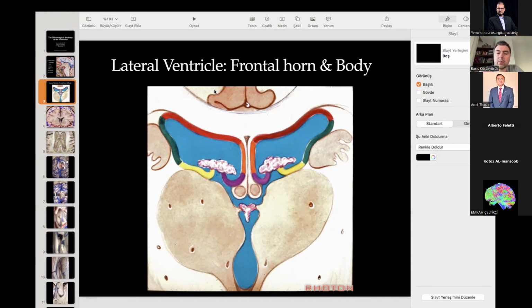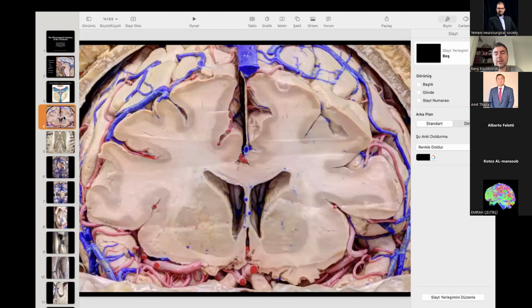Actually, the septum pellucidum forms the majority of the medial wall, but most inferiorly, the medial wall is formed by the fornices. And also more posteriorly, the floor of the body of the lateral ventricle is formed by the thalamus. Let's go see some anatomical specimens.